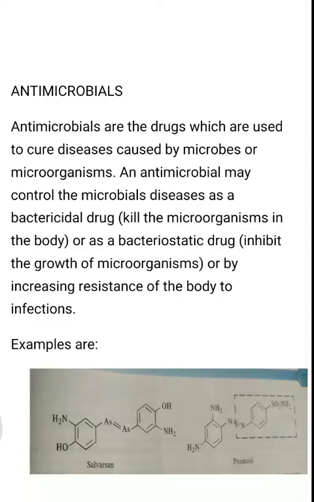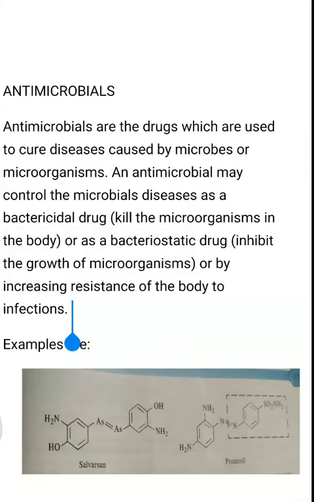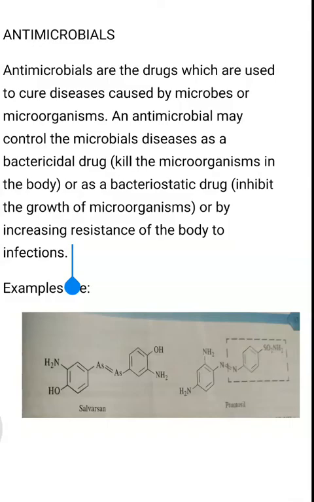So what are antimicrobial drugs? Anti means against, microbials means microorganisms, that is microbes. So the drugs which are effective against microorganisms or microbes are called antimicrobial drugs. An antimicrobial may control the microorganisms by killing them or by inhibiting the growth of those organisms. So they are of two types, bactericidal and bacteriostatic.